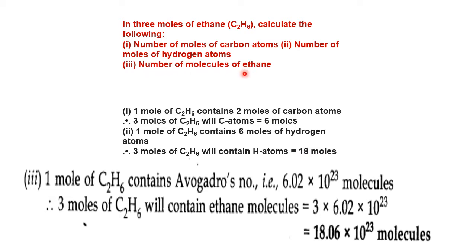Now, number of molecules of ethane. In 1 mole of ethane, 6.022 into 10 to the power 23 molecules of ethane according to Avogadro. In 3 moles multiplied by 3, that gives you 18.06 into 10 to the power 23 molecules present in 3 moles of ethane.